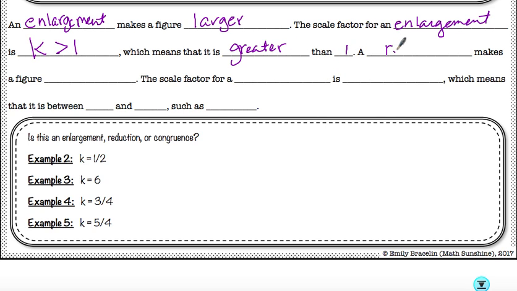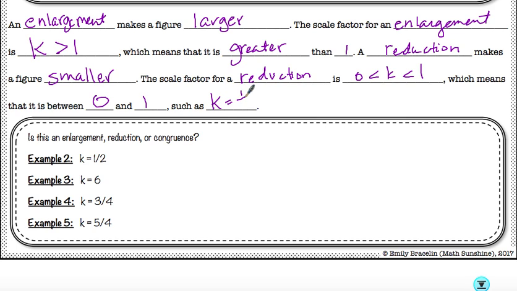A reduction makes a figure smaller. The scale factor for a reduction is K is in between 0 and 1. Which means that it is between 0 and 1, such as, what if K was 1/4? That means that your figure would be 1/4 the size that it started as.